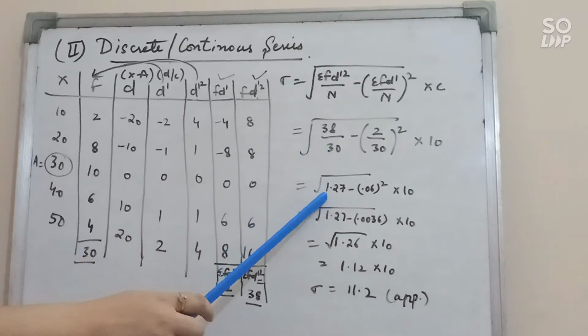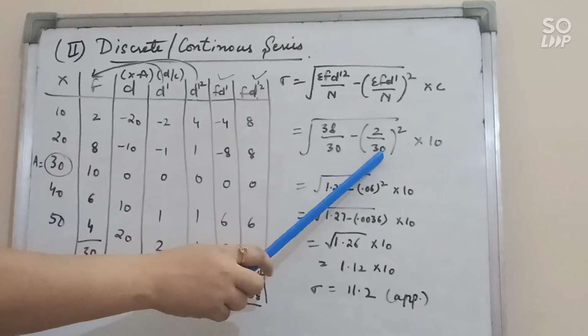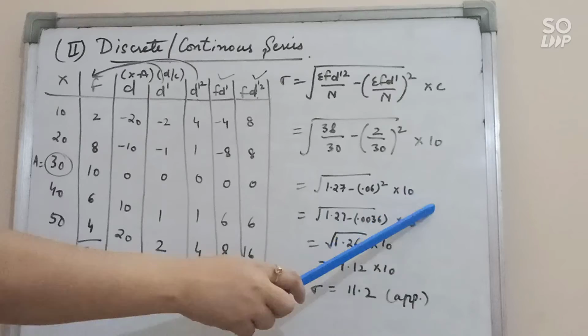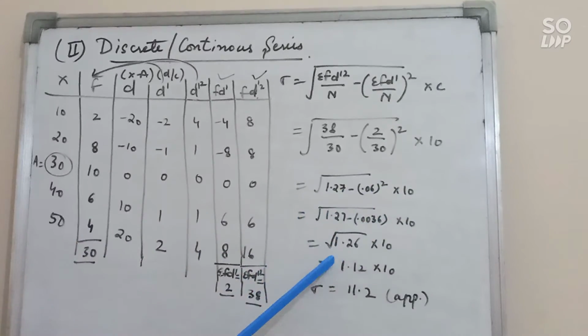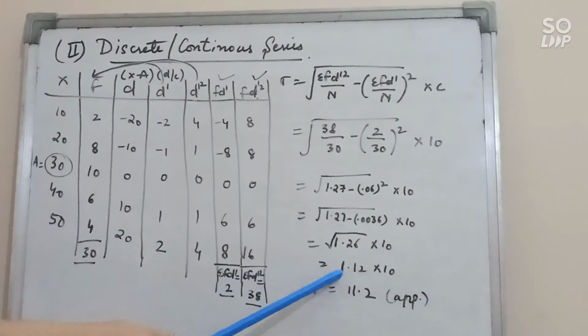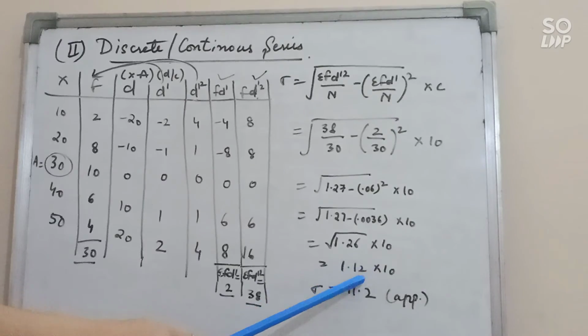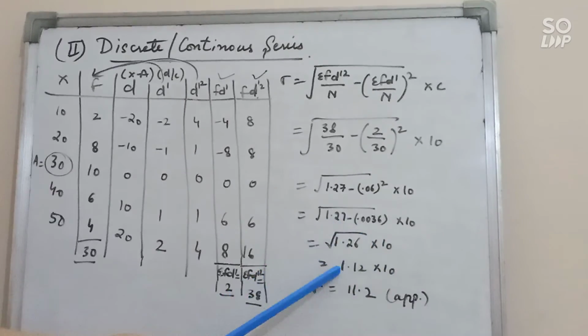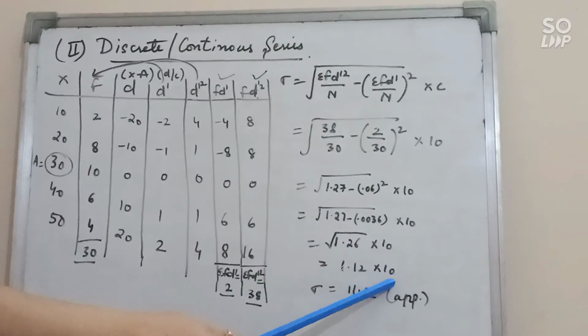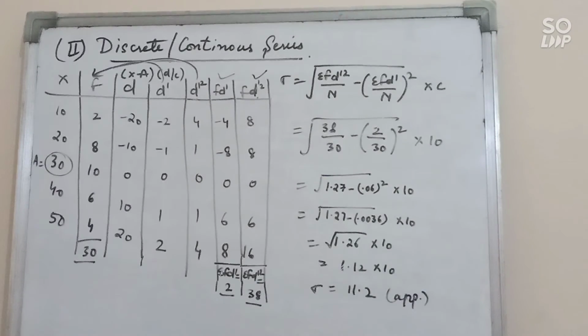And when you divide it, we have 1.27 minus, when you divide this, we have 0.06 whole square into 10. So after calculating, we have root of 1.26 into 10. And the square root of 1.26, we know 1 square is 1, so it is near about 1. So 1.1 or 1.12, you can write anything, into 10. After calculating the root, you will multiply with the c, that is the common factor. So we have 11.2 as the approximate answer. Clear? So in this way you can find out standard deviation with the help of the step deviation method.